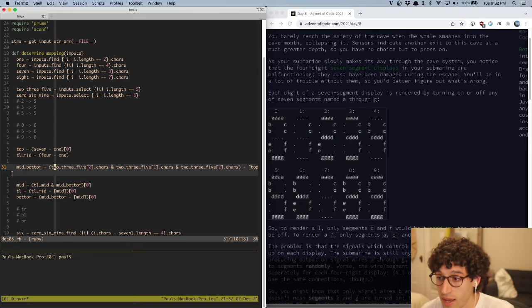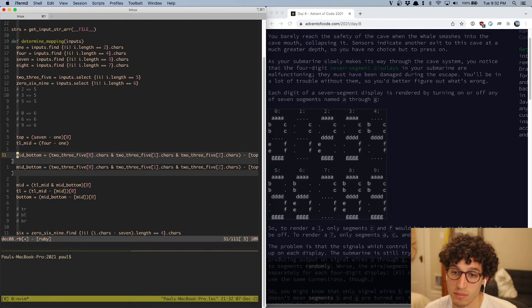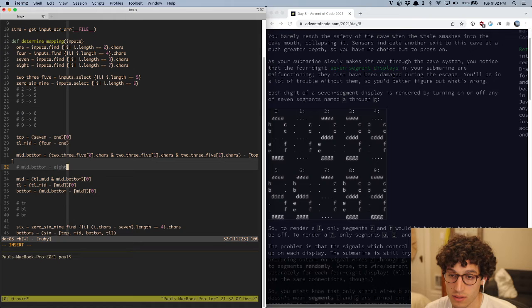To get the middle and the bottom, I guess the easier way to get the middle and the bottom would be 8 minus 4 minus top. So that's an easier way to get the middle and the bottom. We take the 8, subtract the 4, and then that leaves us the top, bottom, left, and bottom. So we could do that.